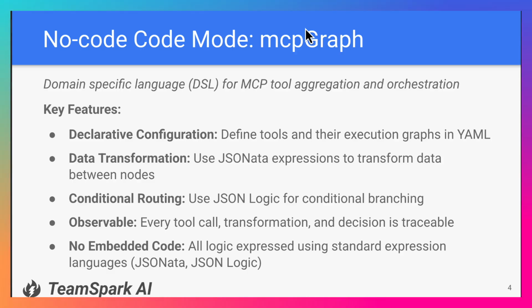And there's no embedded coding language, so it's totally safe. So again, I'm not going to go into a ton of detail, but essentially I can build a YAML file. I can run this mcpGraph server to expose tools from that YAML file to an agent, which can then run those tools. And those tools are run as graphs, directed graphs.